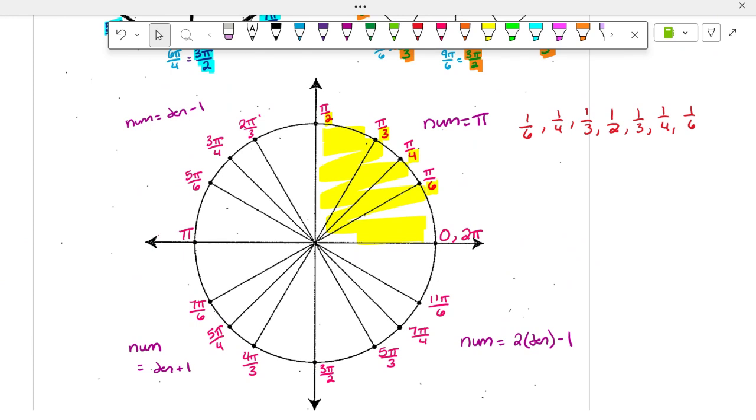And just remember, with radians, they're always going to have a pi in the numerator.